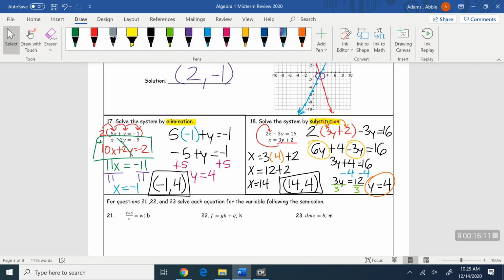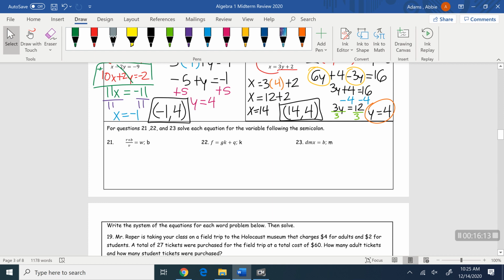Now let's go on to problems 21, 22, and 23. So we're taking some numbers out here. We're actually going to manipulate these variable equations to solve for the indicated variable. So 21 says (r + b) / v is equal to w, and it wants us to solve for the variable b.